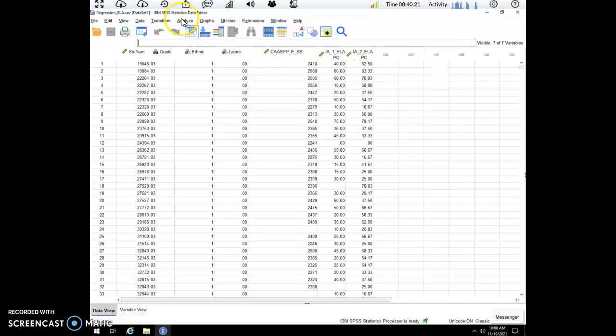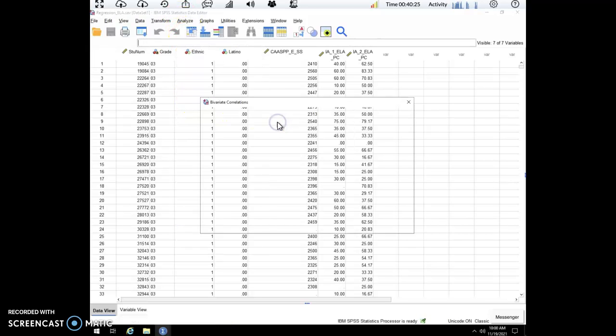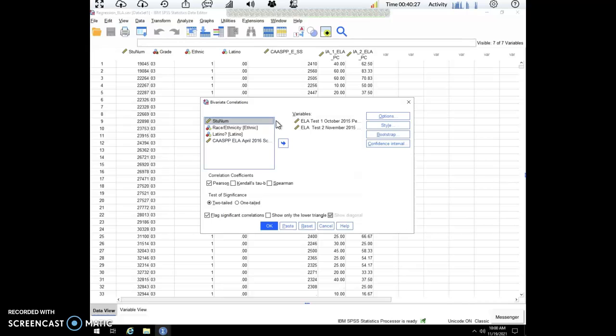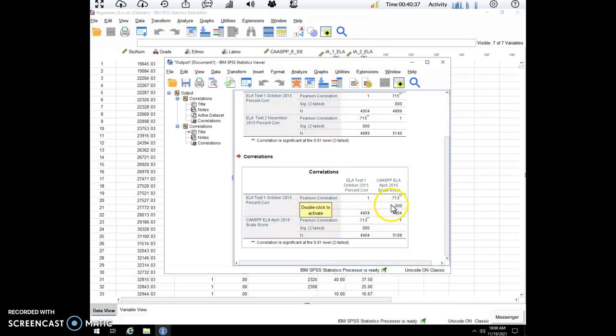Then we're going to run our next correlation, which is asking us to compare October and April. So we're going to move April over. And for October and April, we get our R, or our correlation, is 0.713, p-value of 0.000. Again, both of these have statistically significant correlations.